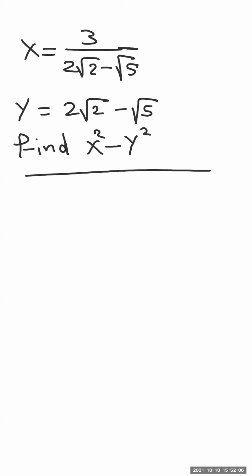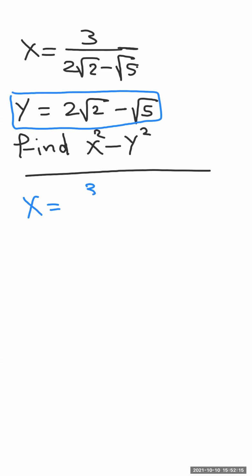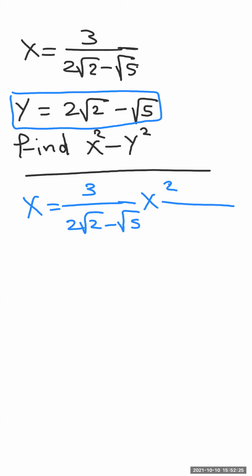As usual, guys, first step, we will simplify x and y in the simplest form. So we have to simplify x. x equals 3 over (2√2 − √5). To simplify this one, multiply it by the denominator's conjugate, (2√2 + √5) over (2√2 + √5).